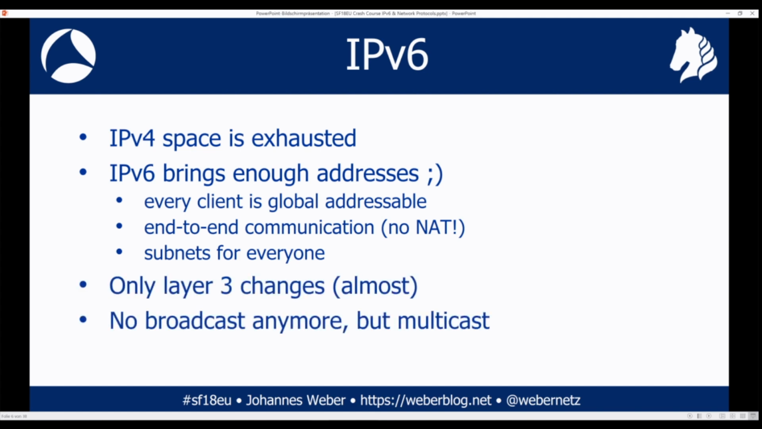Almost only layer 3 changes. If you have a switched infrastructure, of course, you can use IPv6 with your old dumb switches or with your high-end switches. I don't care. You can simply use IPv6 above layer 2. And the upper layer protocols don't change either. So when you're using DNS, IMAP, HTTPS, SSH, whatever, the upper layer protocols don't change at all. So it's almost only layer 3 that we are looking at when we're talking about IPv6. Of course, if you have custom applications with hard-coded IPv4 addresses, that's not a good thing at all. However, we are almost only looking at layer 3.